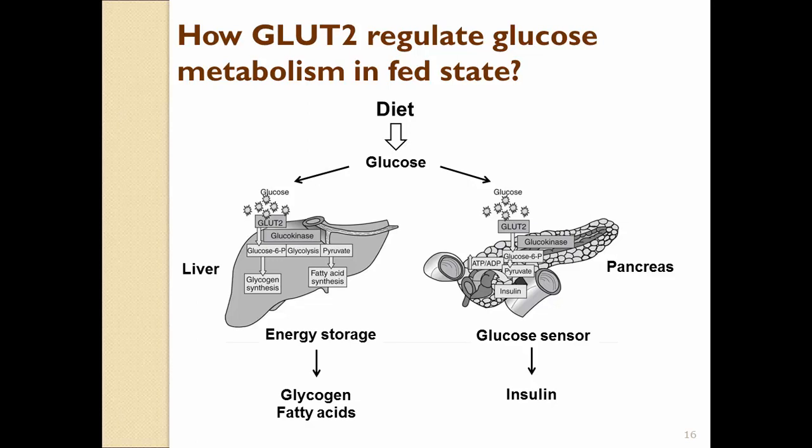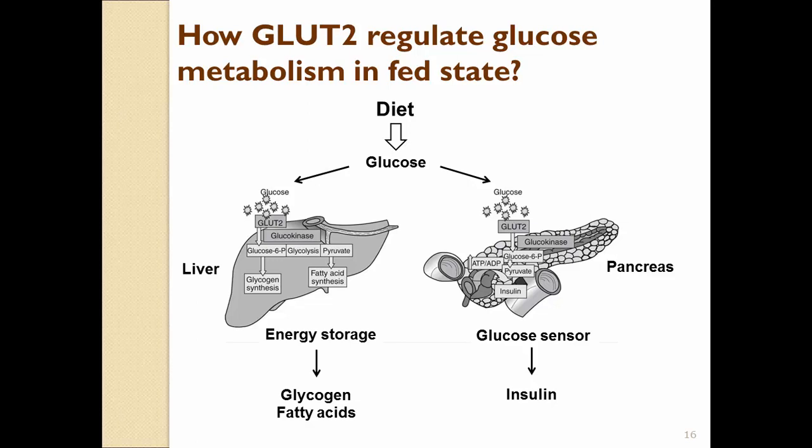So this is how group 2 takes up a lot of glucose from the circulation into the liver and pancreas, to release insulin or to store glucose in the liver. This way it can reduce the blood glucose level, right? So under the fed condition, the role of group 2 is to transport glucose into the liver for storage or into the pancreas beta cell for insulin secretion.